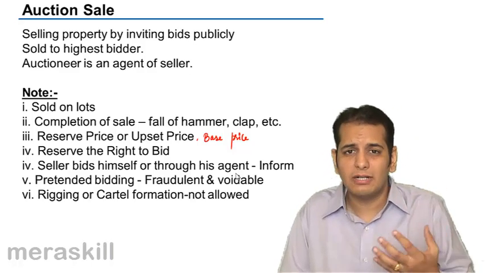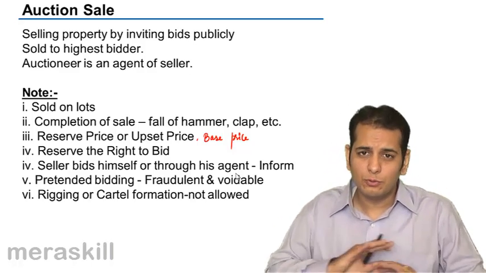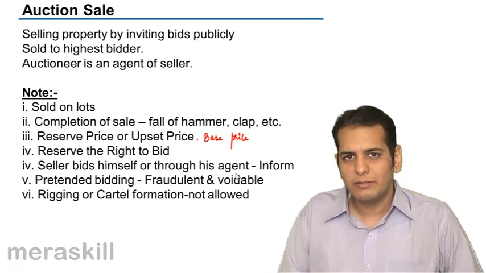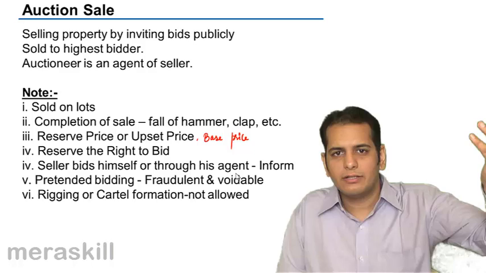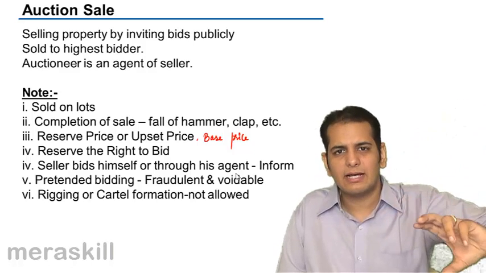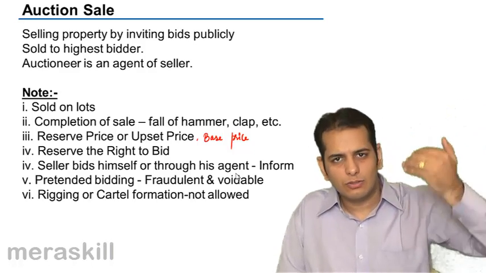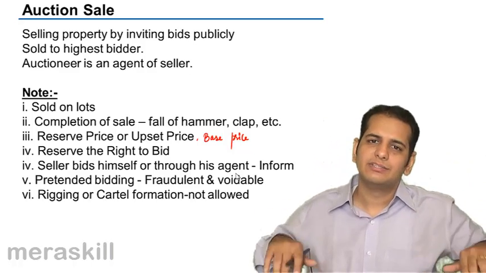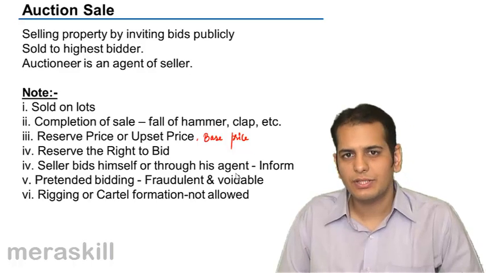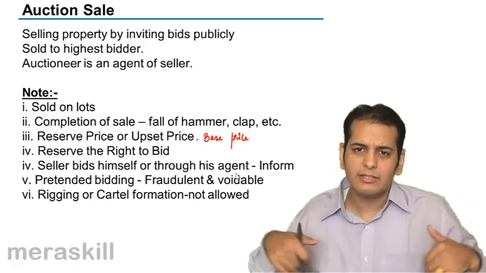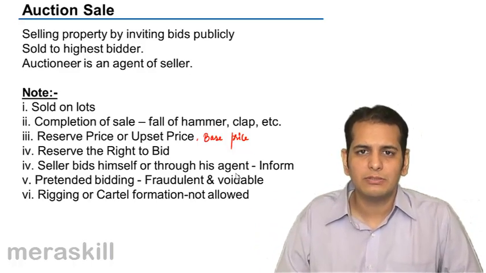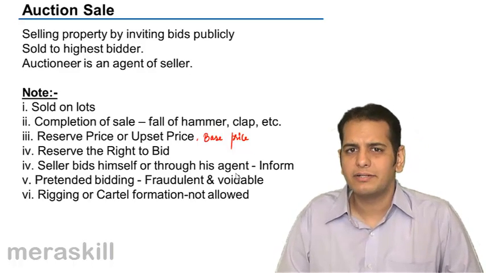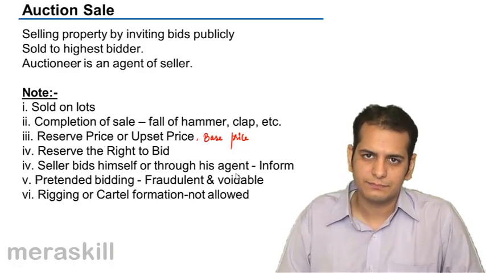If buyers form a cartel, a group, and they do not bid, ultimately the goods come to them because they are not bidding at a higher price. Whoever has bid at the highest price, the goods come to him, he sells the goods, and everybody shares the profit. Such a thing is not allowed. Such a cartel formation or a group formation of buyers or bidders is not allowed. This invalidates the auction sale. Okay.